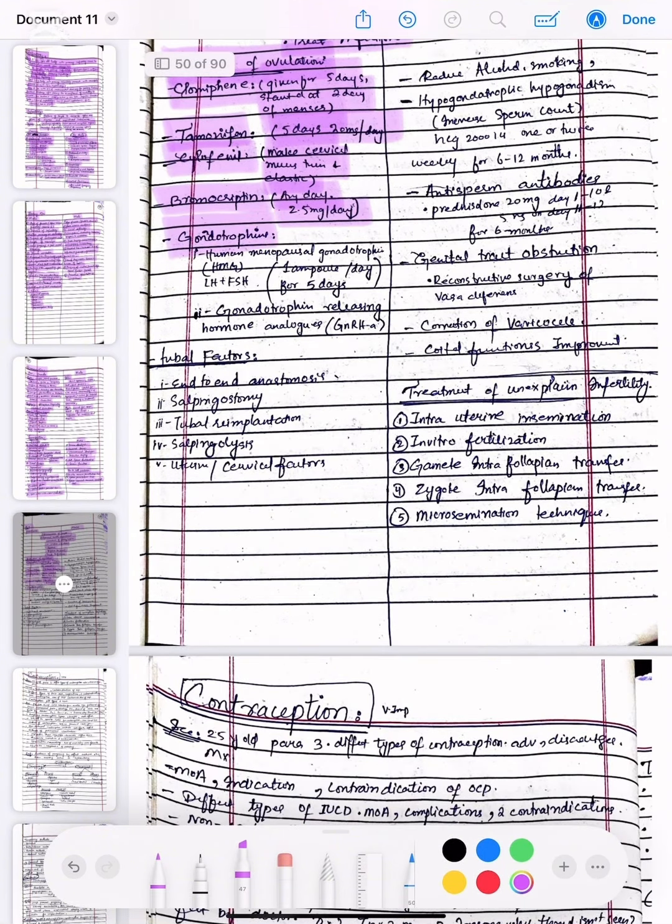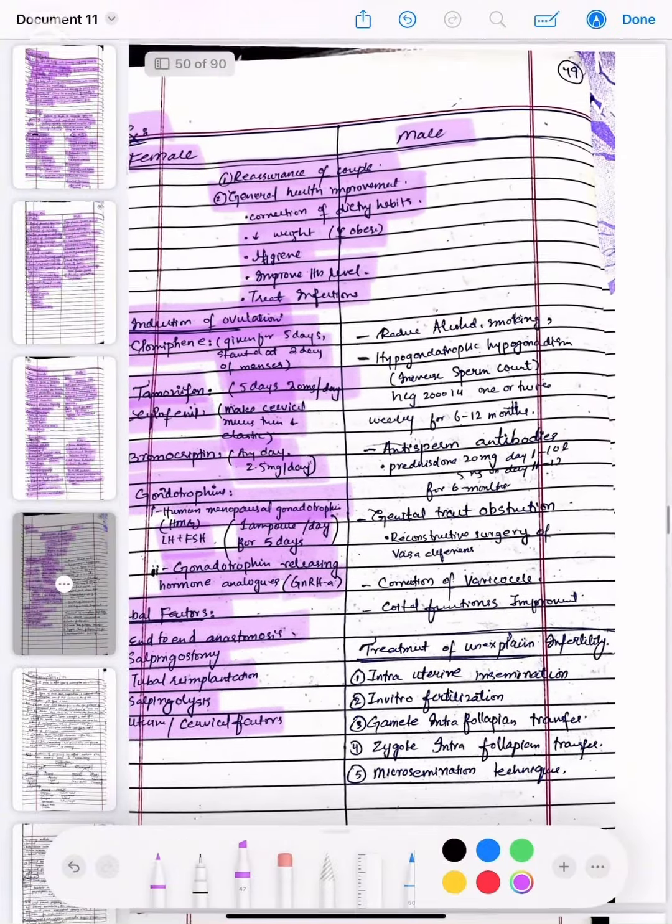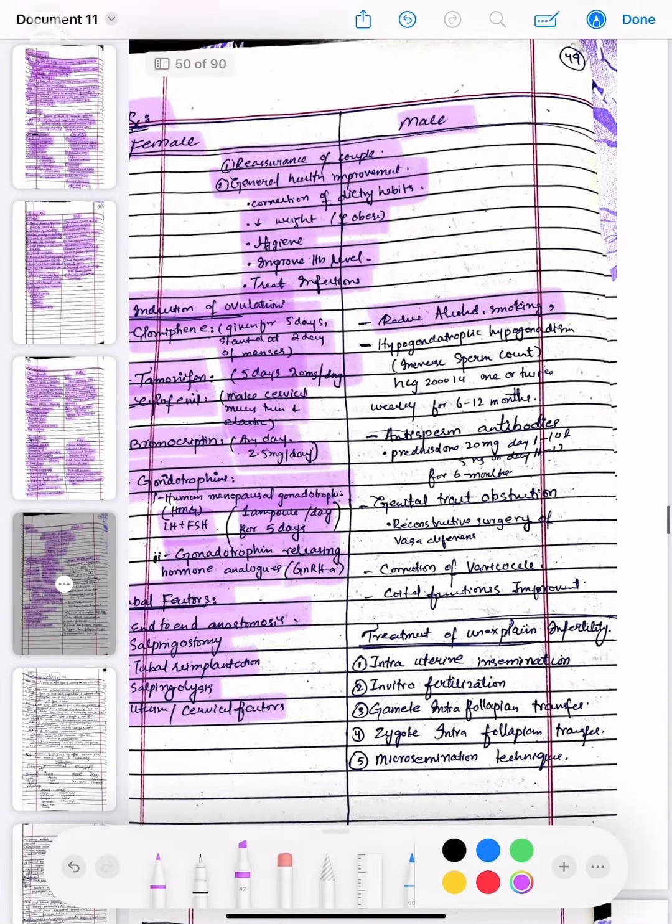Gonadotrophins are used, that is human menopausal gonadotrophin, luteinizing hormone plus follicle stimulating hormone, and gonadotrophin releasing hormone analogs are used. The tubal factors are corrected by anastomosis, salpingostomy, tubal reimplantation, salpingolysis, and for uterine and cervical factors. In the male specifically, alcohol reduction and stopping smoking is advised.